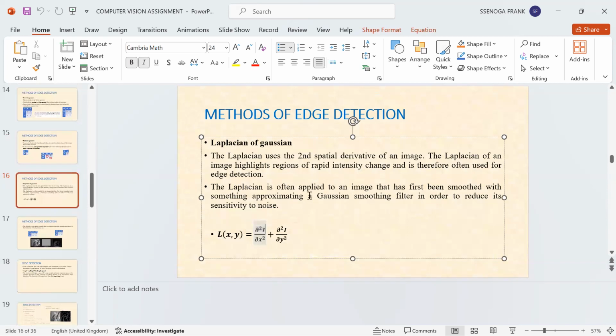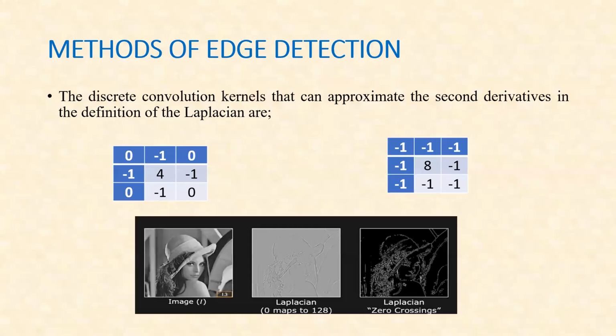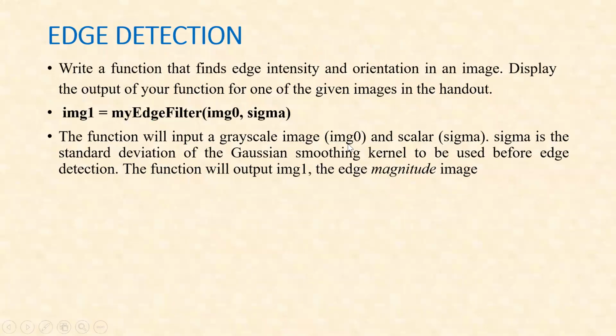But before the edges are detected, they need to perform a Gaussian smoothing so that we can eliminate the noise from the image. This is a picture that shows the Laplacian of Gaussian. As you can see, the final image is detected here. Let me try to do some screenshot.